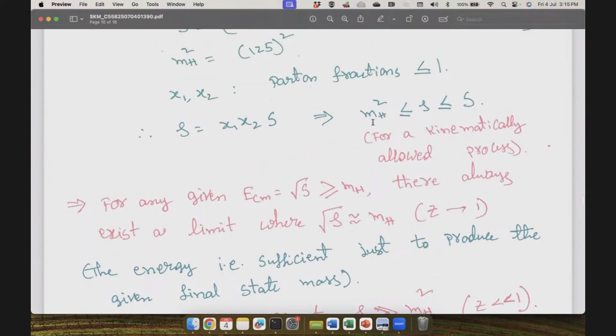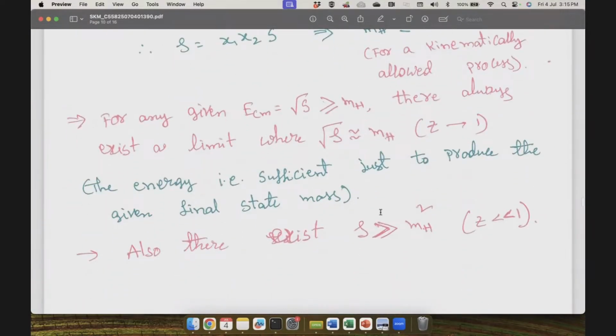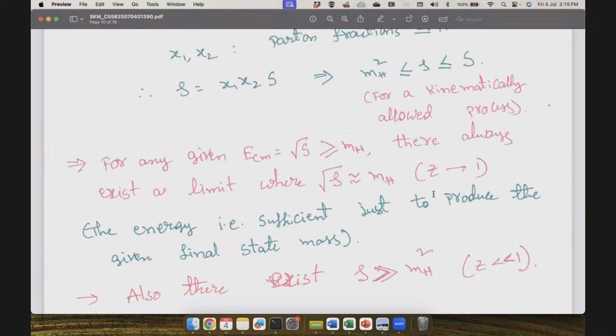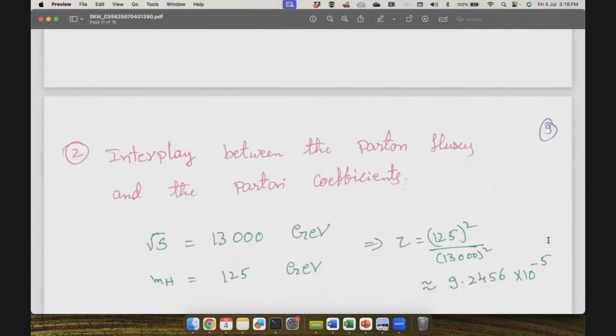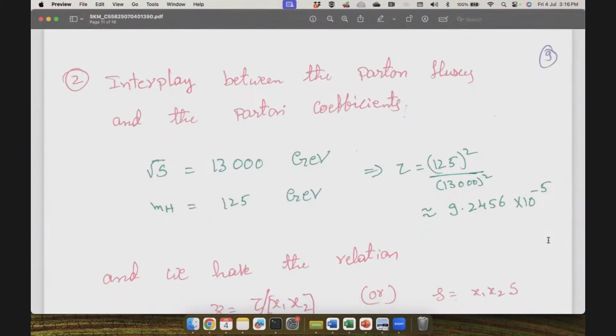But this is not the only limit. S can vary over the entire span. S can also be much, much greater than mH squared, which in other words means small z can also be much, much smaller than 1. So z can be close to 1 or z can be far less than 1. Both limits exist in this situation. Because of this, there is a tight interplay, which normally you will not find quite often in discussions. That is the interplay between the parton fluxes and the parton coefficient functions. This is a very, very important thing.